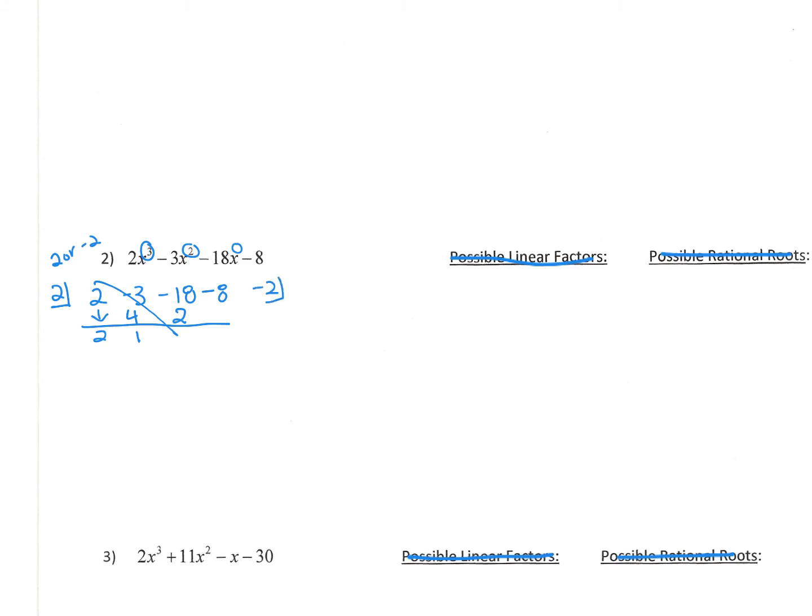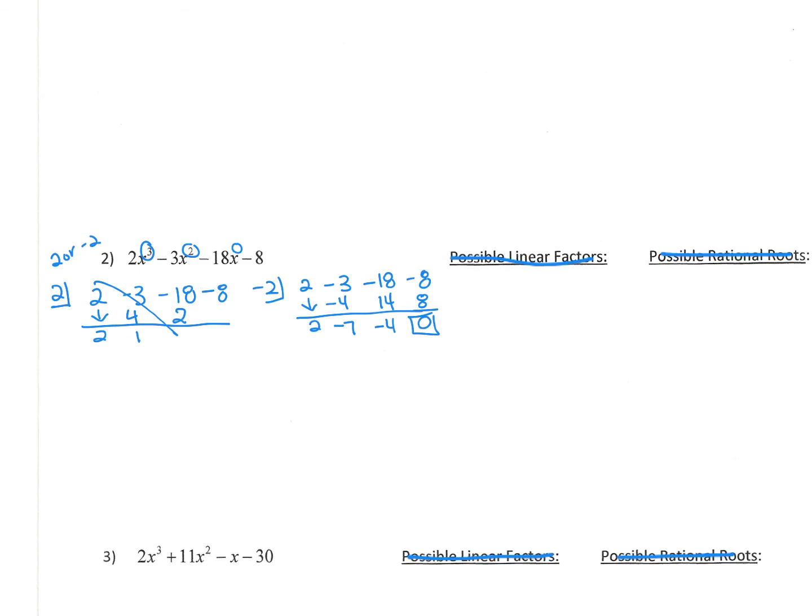It should work. One of these two should work because that's the way I've set it up for you. So negative 2. Let's try. I've got 2, negative 3, negative 18, and negative 8. Let's get started. I'm going to bring down my 2. 2 times negative 2 is negative 4. I get negative 7. Negative 7 times negative 2 is positive 14. I get a negative 4, and negative 4 times negative 2 is a positive 8, and I get 0. That's awesome. My remainder is 0, so I know that negative 2 is a root.